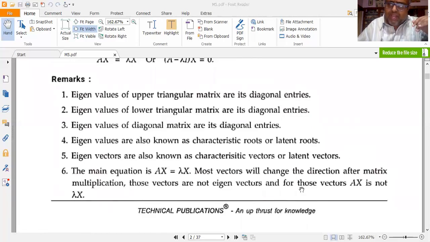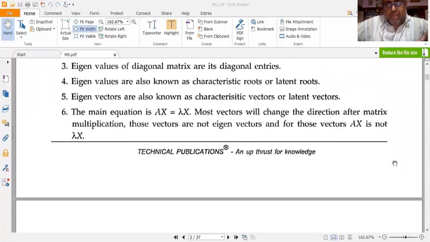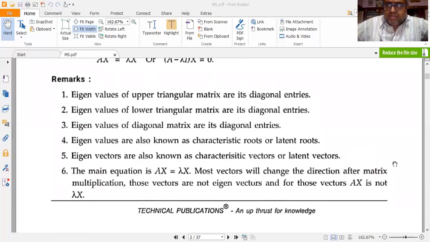And the main heart and soul of the eigenvalue and eigenvector computation is Ax equals lambda x. Most vectors will change direction after matrix multiplication. Those vectors are not eigenvectors, and for those vectors Ax is not equal to lambda x. That is one of the most important concepts we use in advanced signal processing, which you would be studying in the 5th semester. So I shall be talking only about what is required from our subject point of view.